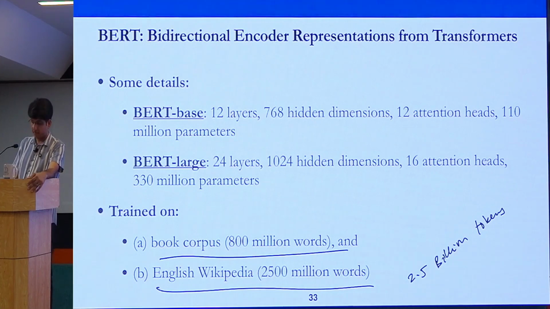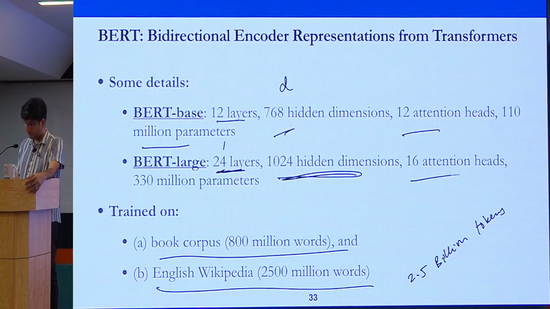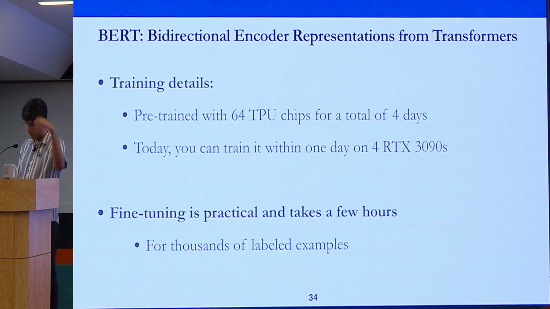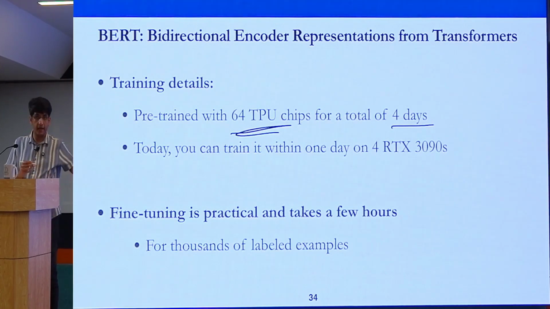So remember these things. BERT base was 12 layers. This is your D of 768, 12 attention heads, 110 million free parameters. BERT large was twice the number of layers, much larger D, 16 heads, 330 million parameters. Trained on this data, right? It was trained for 4 days on 64 TPU chips back then.